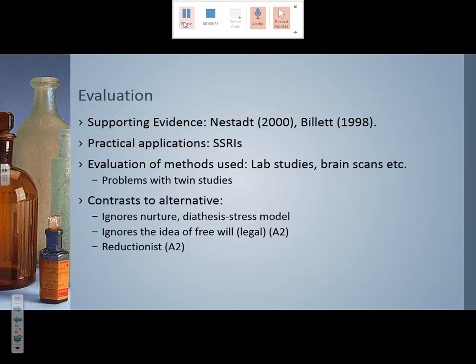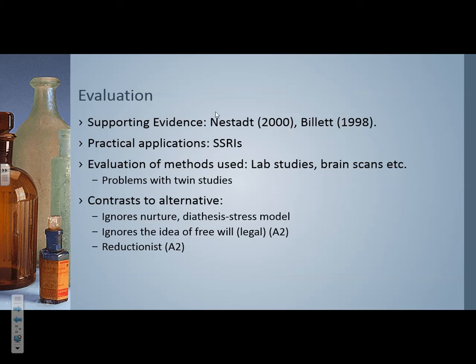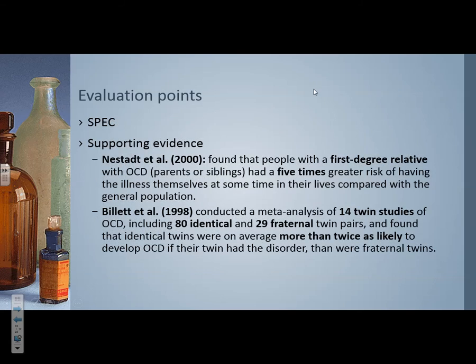So spec, again: supporting evidence, practical applications, evaluation of methods, and contrast to alternatives. And there are a huge number of different ones. The first one we're going to look at is supporting evidence. By now, hopefully, you feel more confident with structuring those, and I'd like you to work on the point and the explain sentence. If you're feeling particularly brave, I'd quite like you to look at how this research was conducted and then put that as a however point.